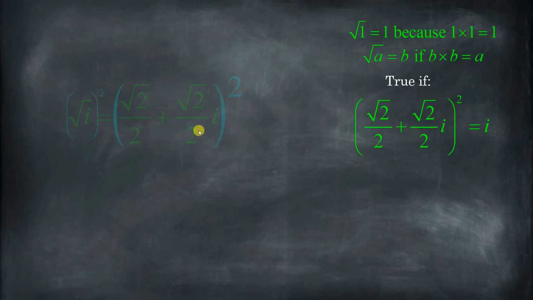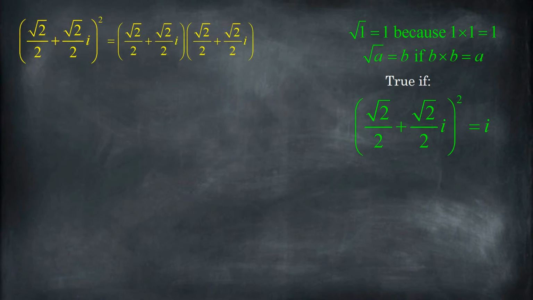But this is where we're going to get a little tricky. So the square root of 2 divided by 2 plus the square root of 2 divided by 2i, squared. Let's go ahead and see how that works. Now, squared means the base times itself. Everything in the parentheses is the base, right? And if you remember, this is a binomial times a binomial. We could use FOIL, but let's be a little careful here.